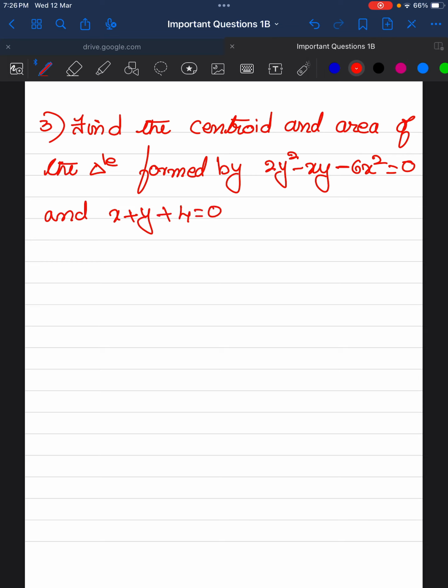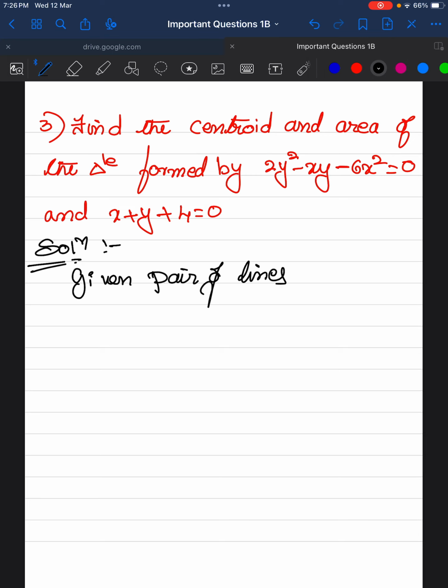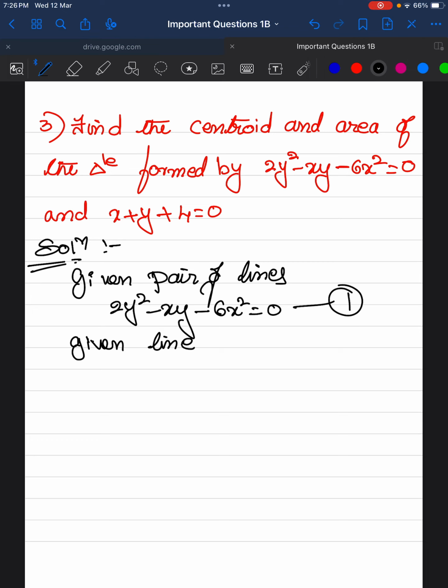Okay, how are we starting this problem? Solution. Given pair of lines. What are the given pair of lines? 2y square minus xy minus 6x square is equal to 0. This is the first line. Given pair of lines and given line. They gave you one line. What is that? x plus y plus 4 is equal to 0. Basically, all of you concentrate on what I am saying. They gave you one pair of lines.